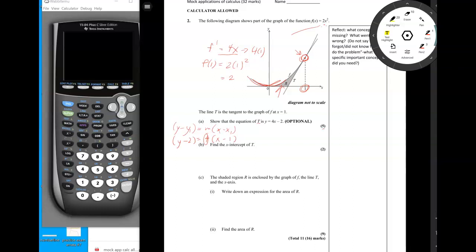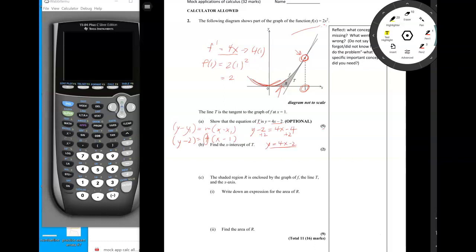And then the final step would be to arrange it into slope-intercept form. We just need to distribute the 4 and then add 2 to both sides. And that gives us y equals 4x minus 2. And that's what we wanted to prove.